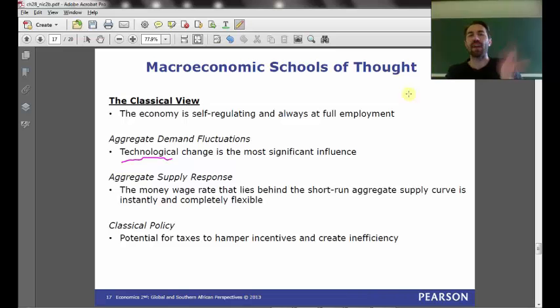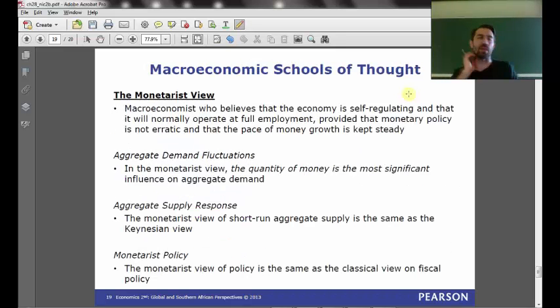So we've had the classical view, we've had the Keynesian view. Now we're going to have a view that's kind of in between the two, which is the monetarist view. Macroeconomists who are monetarists would believe that the economy is pretty self-regulating. That's kind of a classical view, right? It's pretty self-regulating, and it's normally going to operate at full employment provided that monetary policy is not erratic. So they put a lot of emphasis, surprise, surprise, on monetary policy.